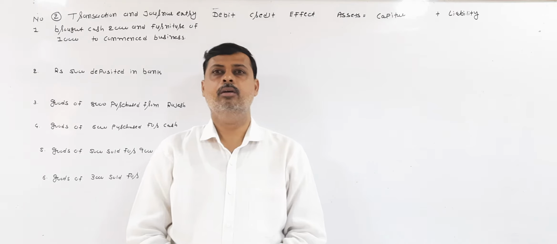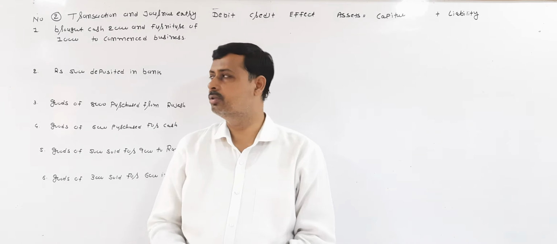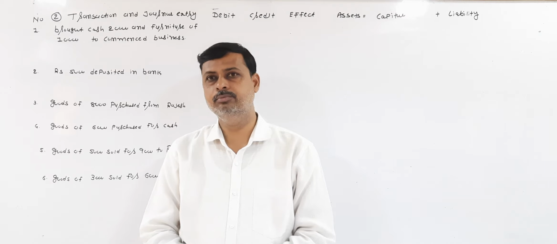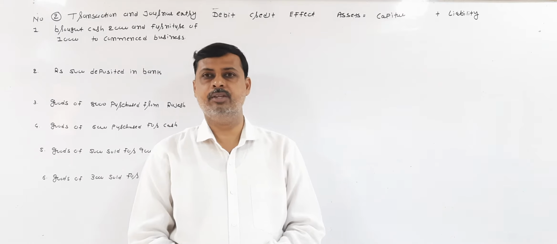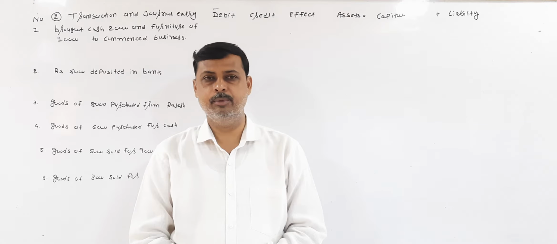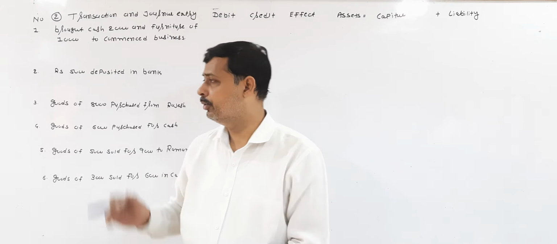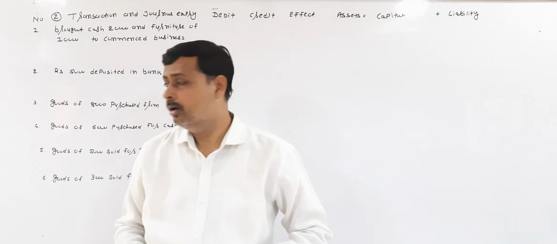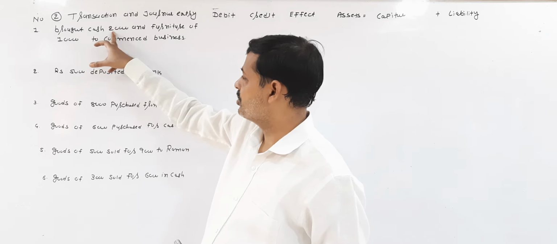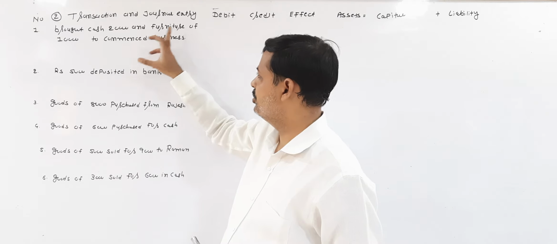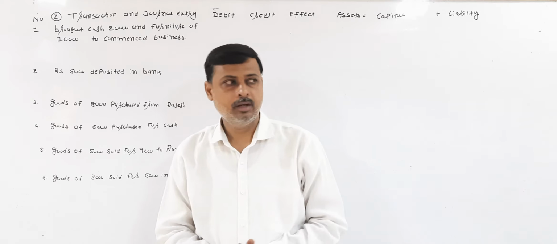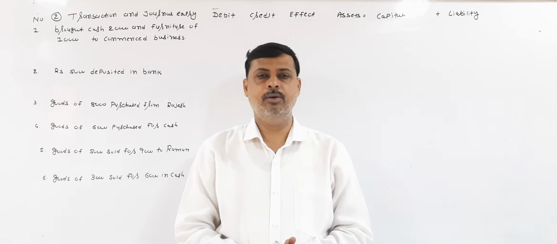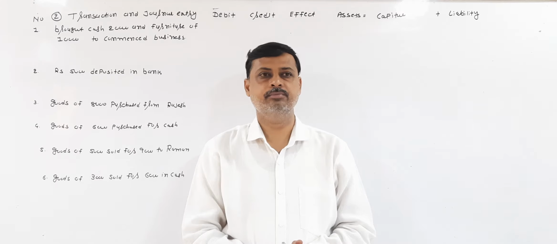Now we are going to learn about example number 2. So this equation A = C + L is very much useful for you. Look here: the owner brought cash 20,000 and furniture of 10,000 to commence the business. So here the owner brought 20,000 cash.